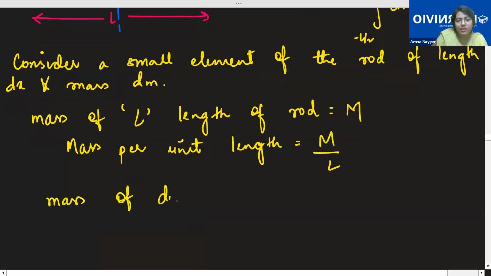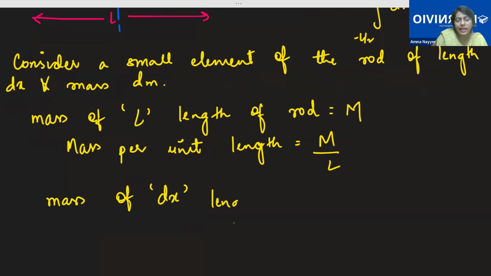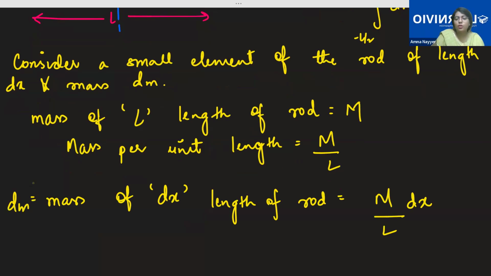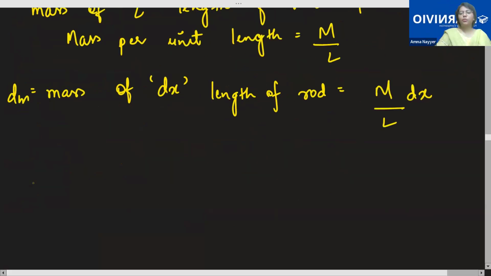Mass of dx length of rod will be m by L into dx. Now this is what? This is dm. Mass of dx length of rod will be dm. That we have got all the values of dm. Now we will put it.